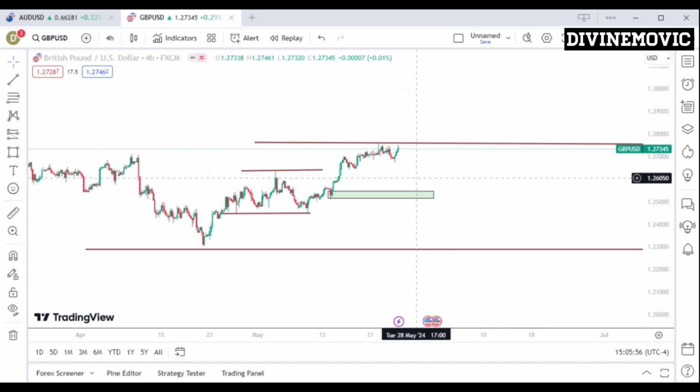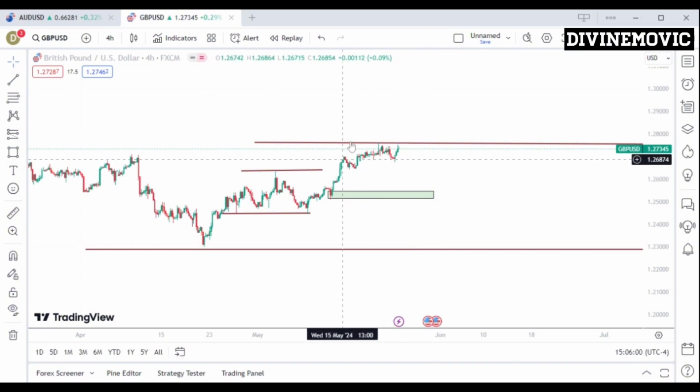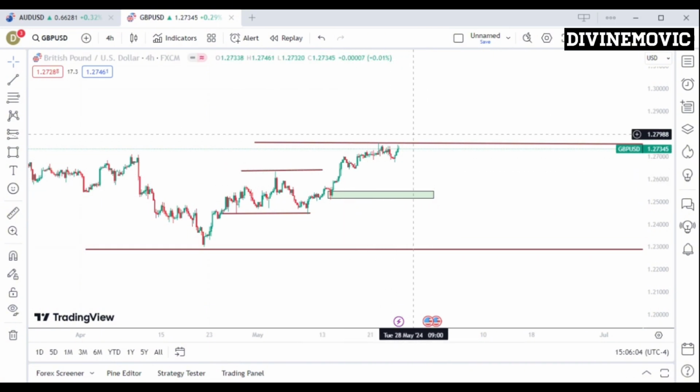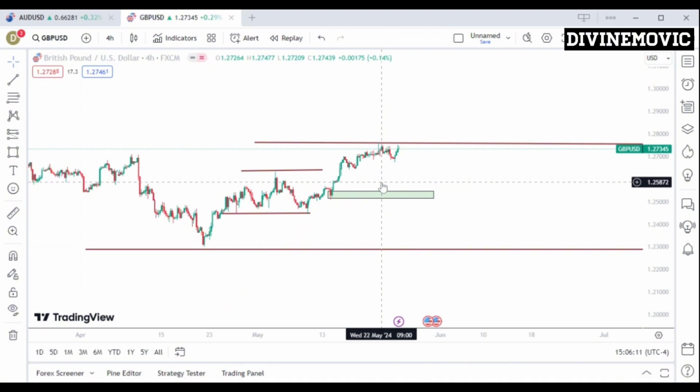But we have to be sure that this demand level is likely going to hold. And how do you do that? By understanding what price is doing at this level here. What is price doing at this point here? We are going to go to the 1 hour time frame, understand the level, and see how we can possibly refine this zone for an entry.